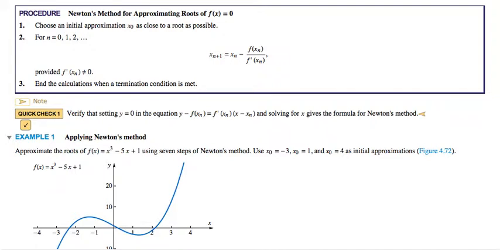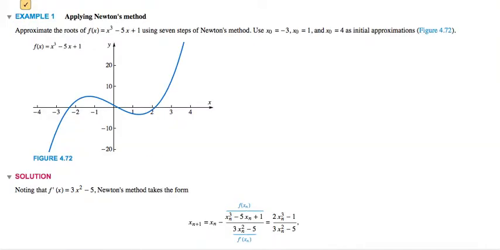At this point, quick check 1 asks you to verify that setting y equal to 0 in the equation given here and solving for x gives the formula for Newton's method. You can take the time to do that, and if necessary we can verify that formula the next time we meet.